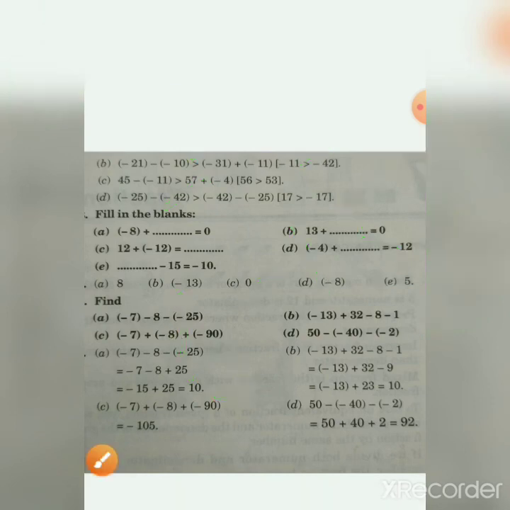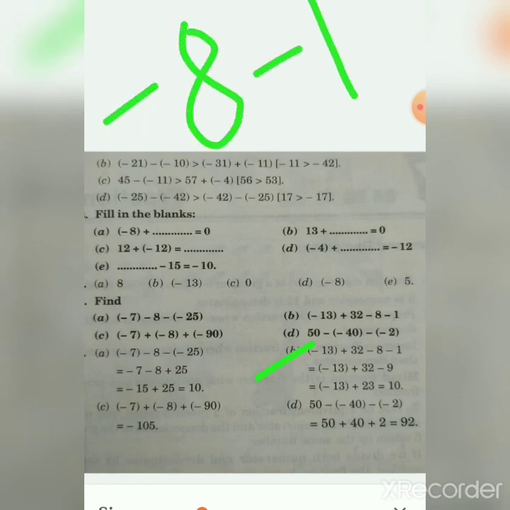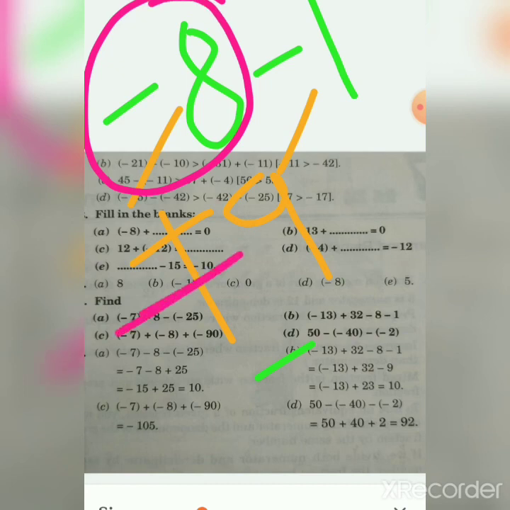Now moving to the question number, okay, see B part. We have -13 plus 32 -8 -1. Okay, first we have to write it as it is. -13 plus 32. We have solved -8 and -1. So as you know, minus is plus. So 8 plus 1 is 9. And what is the sign will come here? Because 8 is greater number containing negative sign, so it will be -9. It is given here -9.